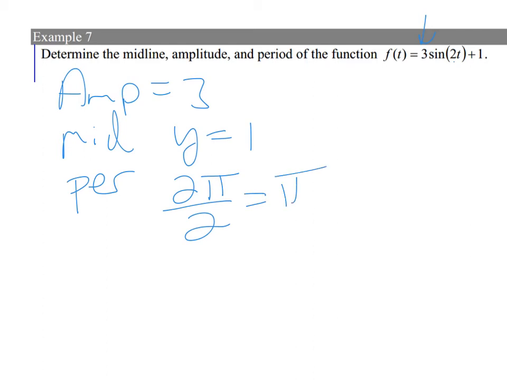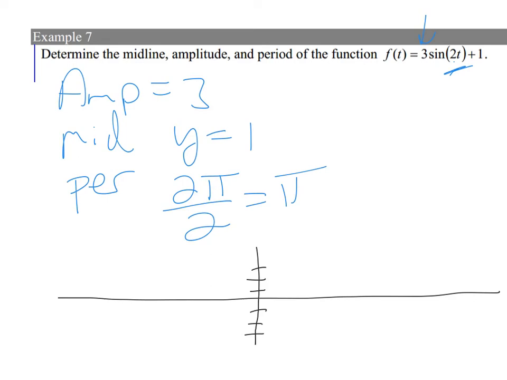And there's no left-right shift because there's nothing inside the parentheses. So if I had to graph this, it isn't asking us to do that, but let's do it anyways, to give you a little practice with this. I'm not shifted left or right, so I'm going to put that line in the middle. My amplitude is 3, so I'm going to go up 3, down 3. I'm going to put 4 lines to the right, 4 lines to the left.